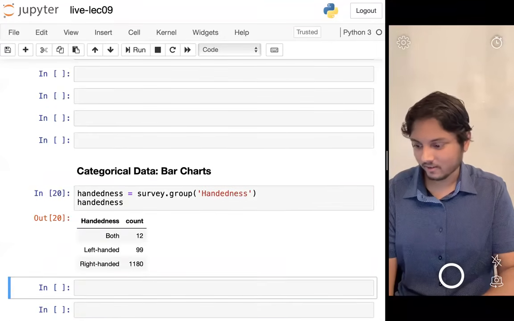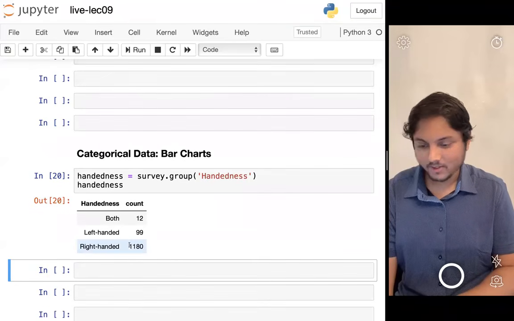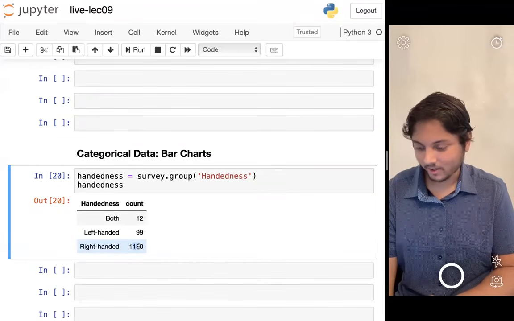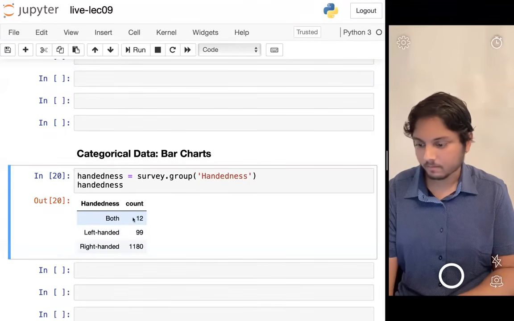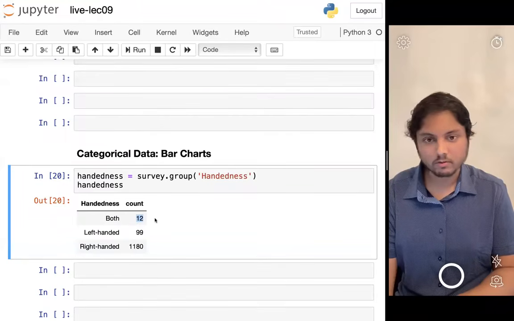Let's check it out. So the person who said at least 1,100, that's actually a very good guess. Right-handed is 1,180, left-handed is 99, so a little bit less than 10%. And then ambidextrous is super small, just 12 people, so a very, very small amount of people are ambidextrous.